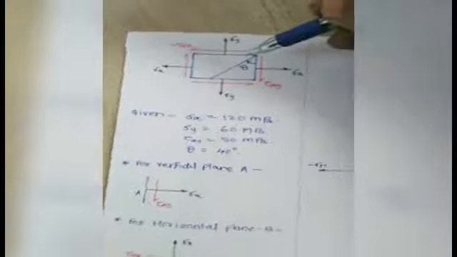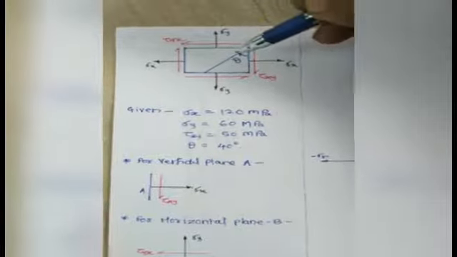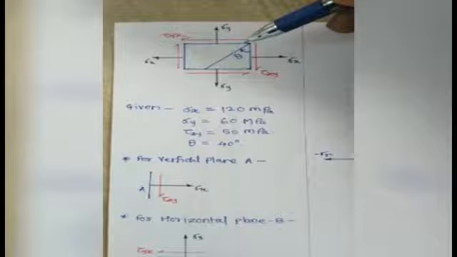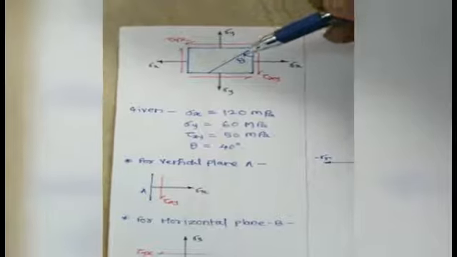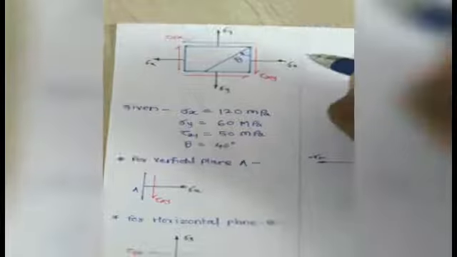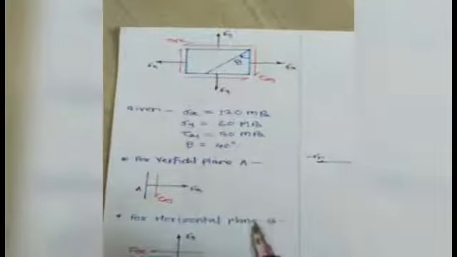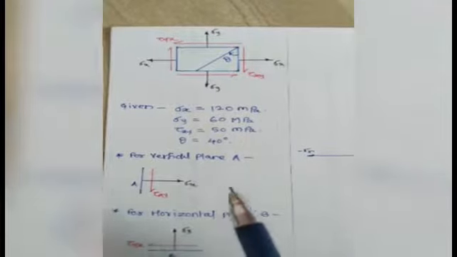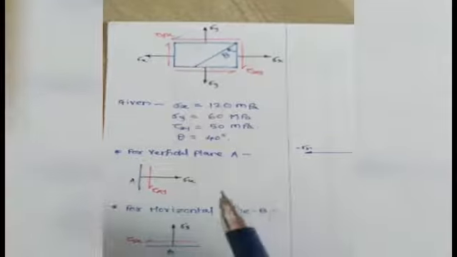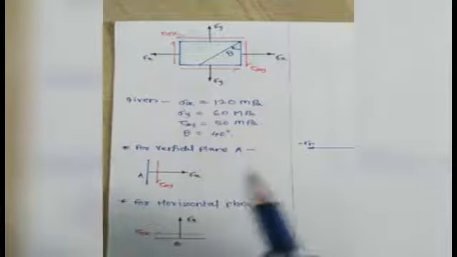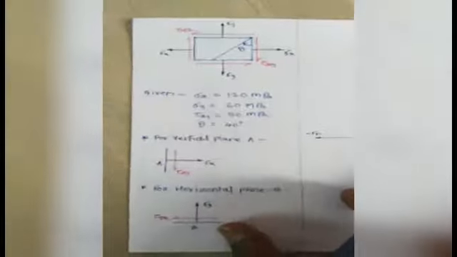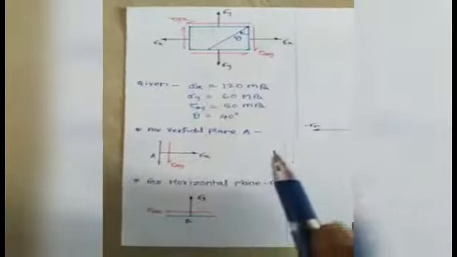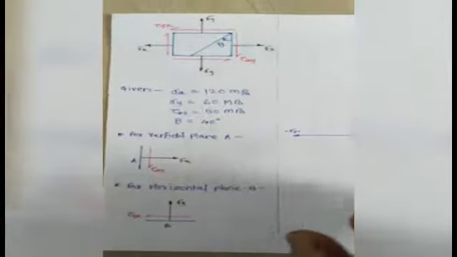Then we also have to find the principal stresses sigma 1 and sigma 2. We have to find the maximum shear stress tau max, and also the position of the principal stresses and the position of the maximum shear stress tau max. Now we will solve this numerical by the Mohr circle method.